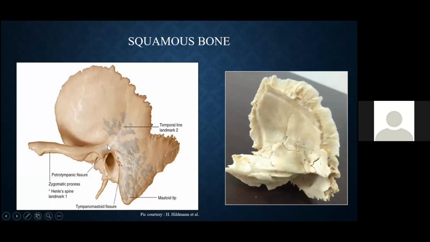breach. The squamous bone also articulates inferiorly with the tympanic bone, just beneath or behind the root of the zygomatic process. And there lies a suture, which is called as the tympanosquamous suture, between the squamous and the tympanic part. And it also contributes to the formation of the superior walls of the bony external auditory canal. So the anterior superior and the posterior superior part is contributed by the squamous part of the temporal bone.